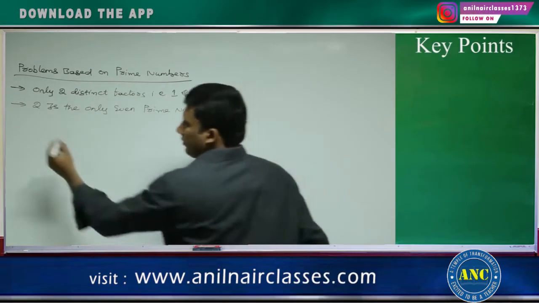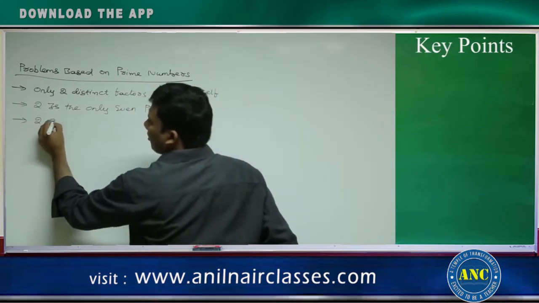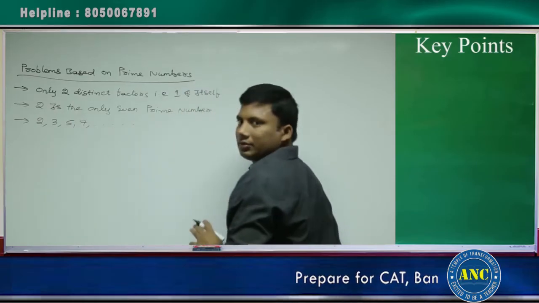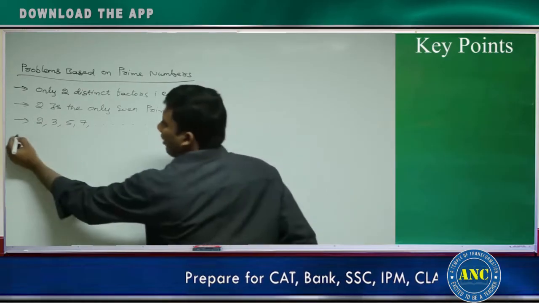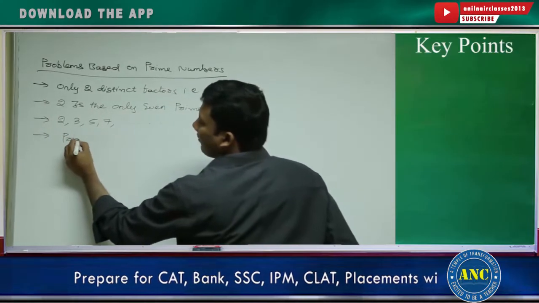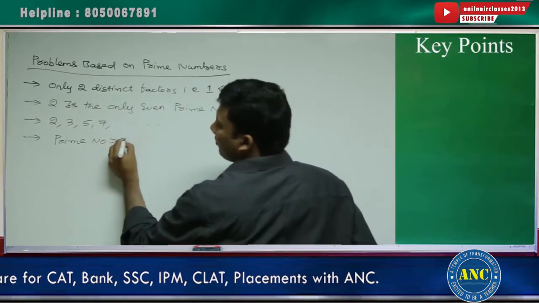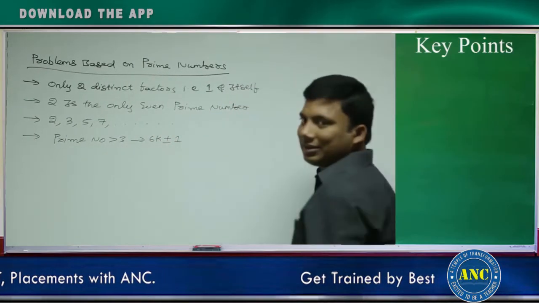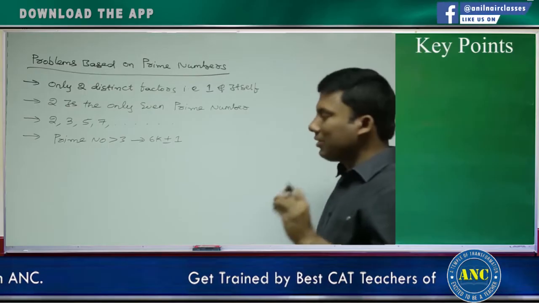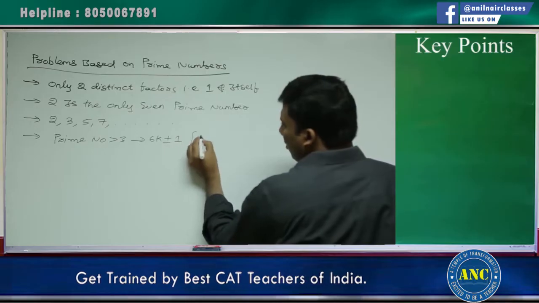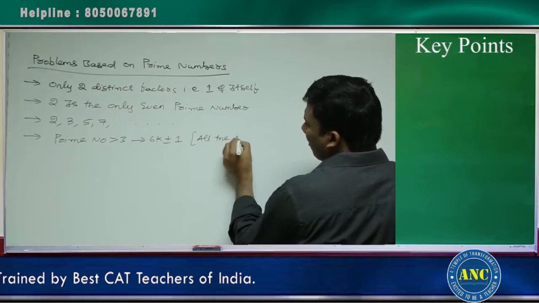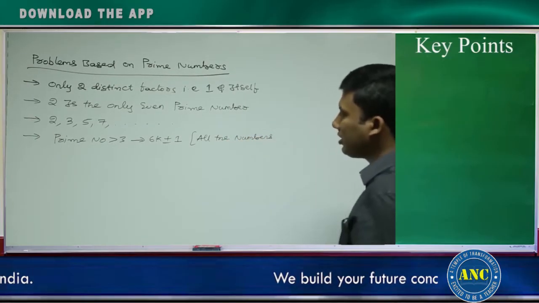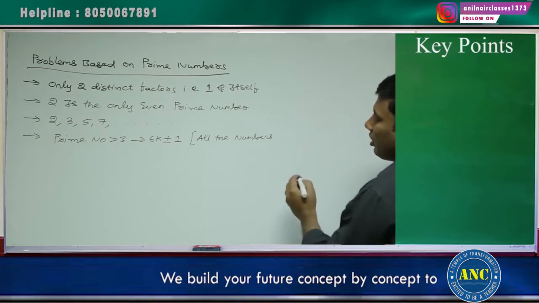Next. A prime number series is of the form 2, 3, 5, 7 and so on. Every prime number greater than 3 is of the form 6k plus or minus 1. In bracket, please make a note of it. Otherwise, most of the students will think that to check whether a number is a prime number, you just have to check the 6k plus or minus 1 form, which is not always true.